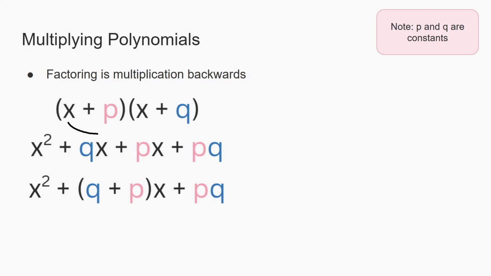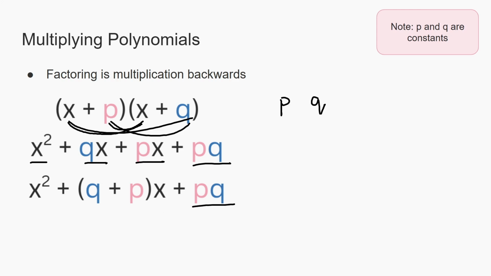So first we start with x times x, which gives us x squared, x times q, which gives us q times x, and we have p times q here. So as you can see, this multiplied out gives us this, which we can simplify to this by combining like terms. So when we're trying to factor, we want to find two numbers, p and q, such that when we multiply p and q, we get the constant term at the end, and when we add p and q, we get the coefficient of the x term.